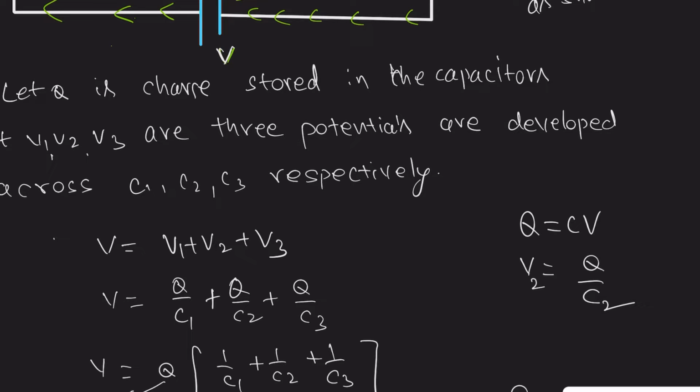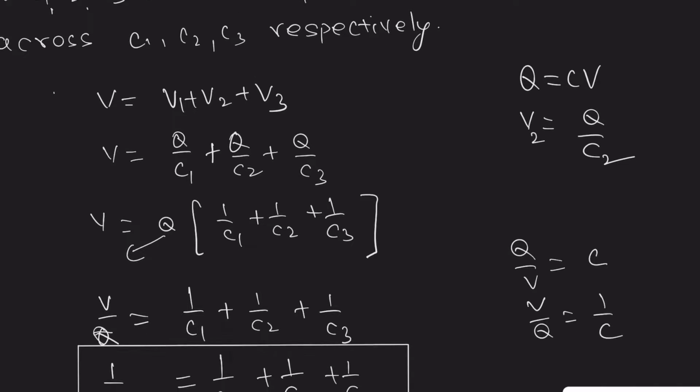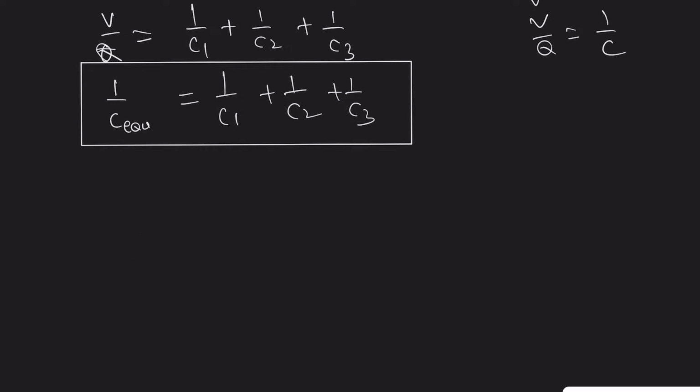Then V is equal to Q by C1, Q by C2, Q by C3. So Q is common: 1 by C1, 1 by C2, 1 by C3. So V by Q is equal to 1 by C1 plus 1 by C2 plus 1 by C3. So this is 1 by C equivalent is equal to 1 by C1 plus 1 by C2 plus 1 by C3. So what is the meaning of this?